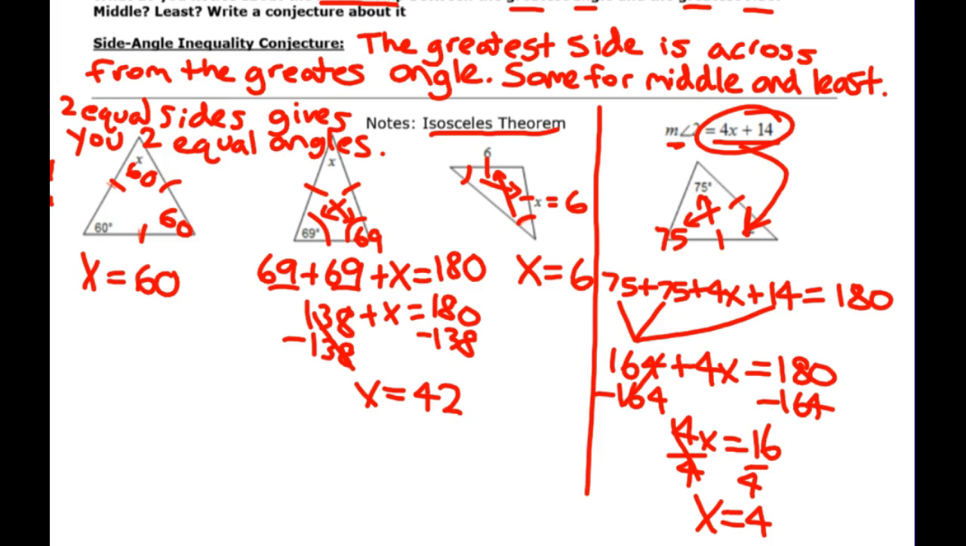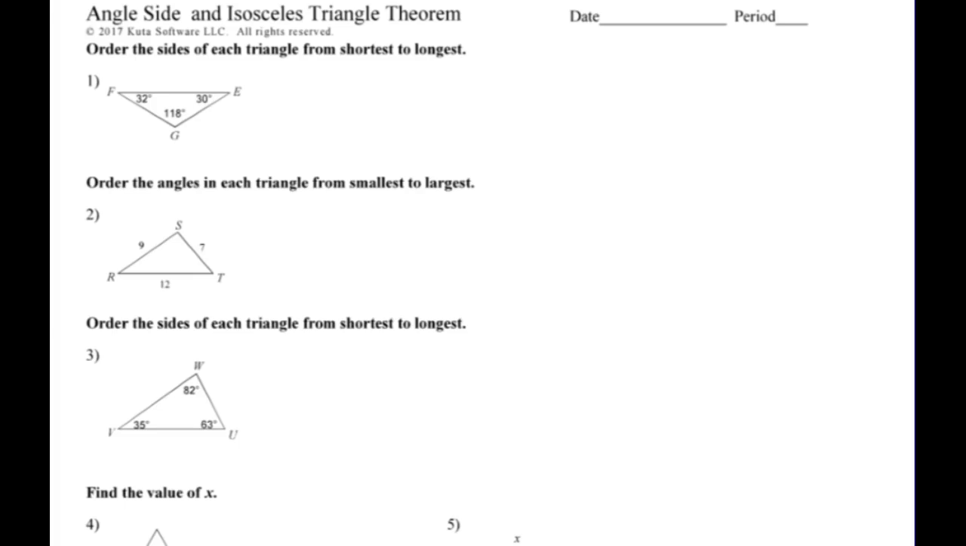Okay. So you're probably going to see one of those on your assignment. So if we go to the back real quick, we got some examples of how to do these before we do them on our own. So let's go through this real quick, and if you need to come back to this page, we'll do that in a minute. Okay. So on the back side, number 1, put the sides from shortest to longest.